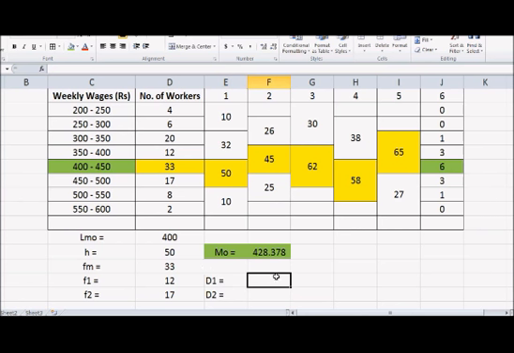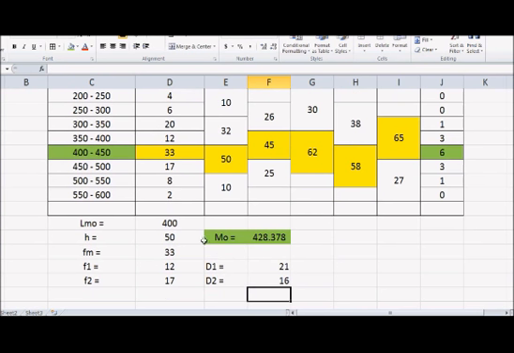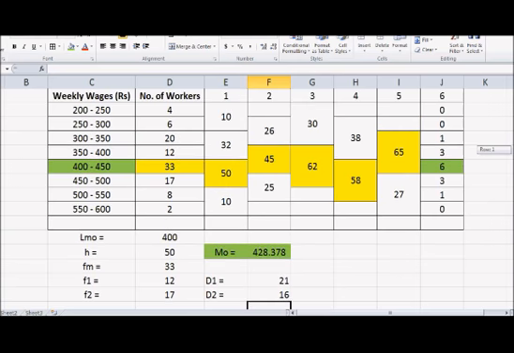Your delta 1 is frequency of the model class minus frequency before the model class, and delta 2 is frequency of the model class minus frequency after the model class. So you can even use these values and calculate the mode using the first formula which I had given. Okay, so this is the working of a grouped frequency table.